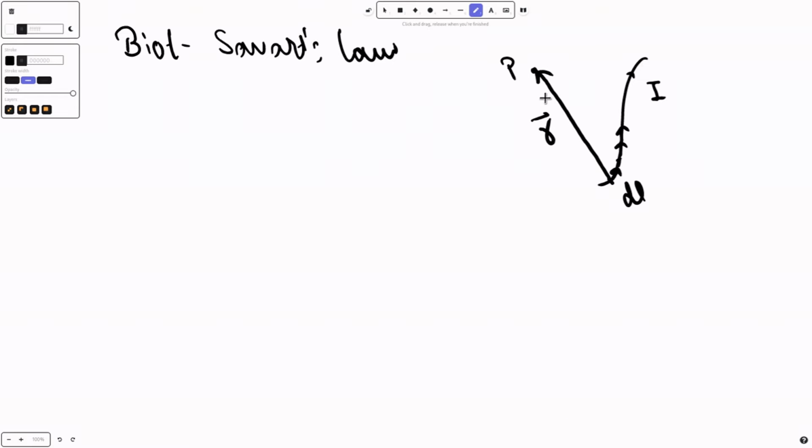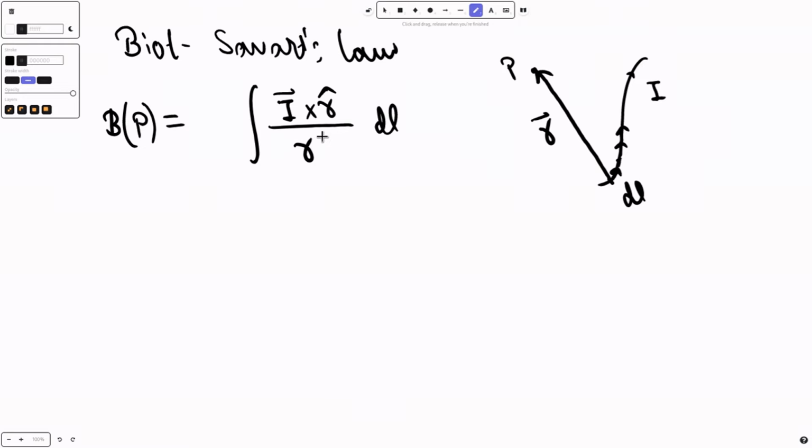That is the displacement. So now the magnetic field B at P, according to Biot-Savart's law, will be equal to the integration with respect to dl, and then I cross R-hat. This R-hat is not the same as this R. This only has the direction and it has unit magnitude. That means the magnitude of this is 1, and we will divide this by R squared. And this R is actually this R. Now this R squared will simply be R dot R.